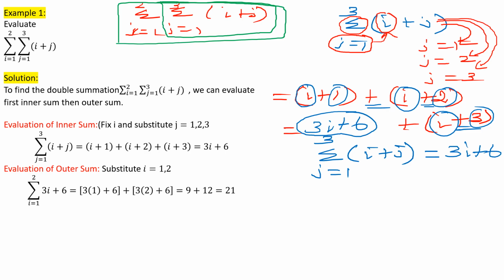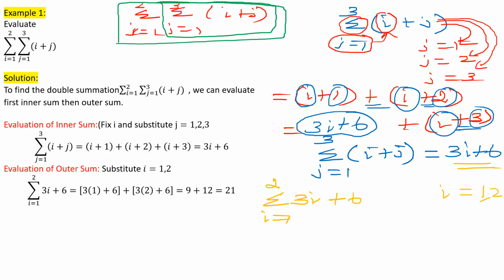Now let us move to the outer summation. What is my outer summation? It is sigma i varying from 1 to 2 of the inner summation value. My inner summation value is 3 times i + 6. In this summation, my i value is changing. Here we have i = 1 and i = 2.